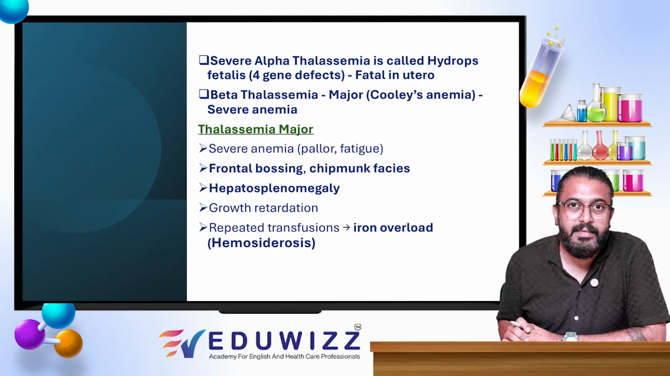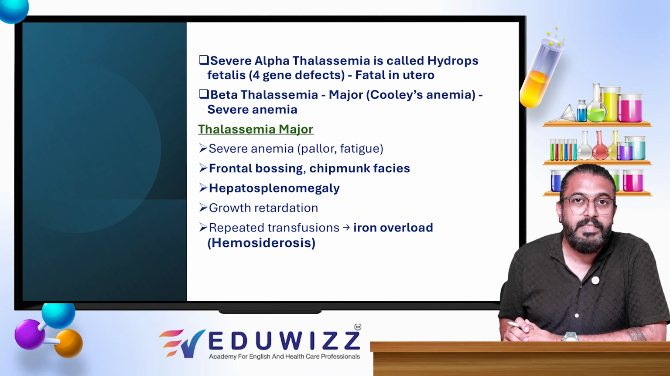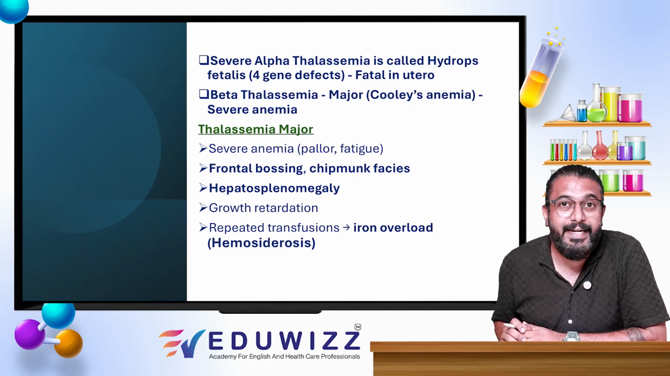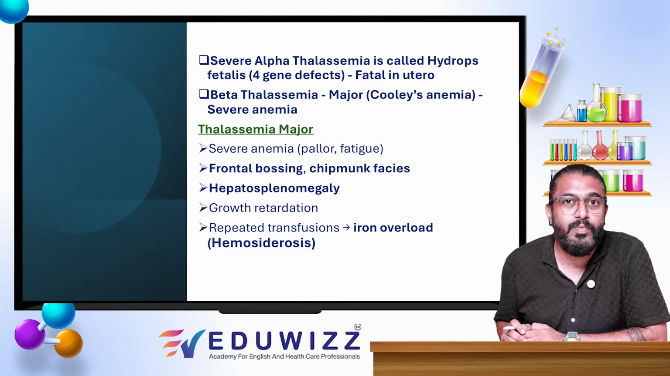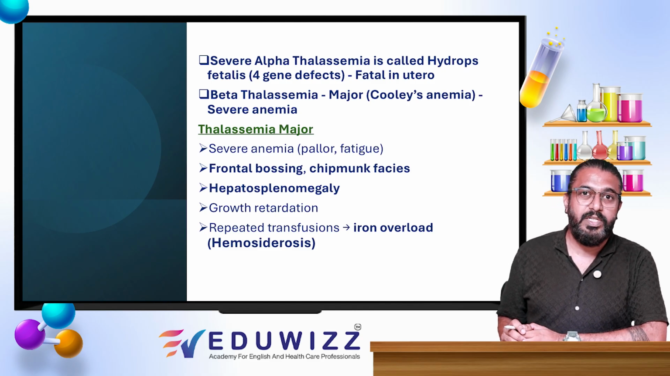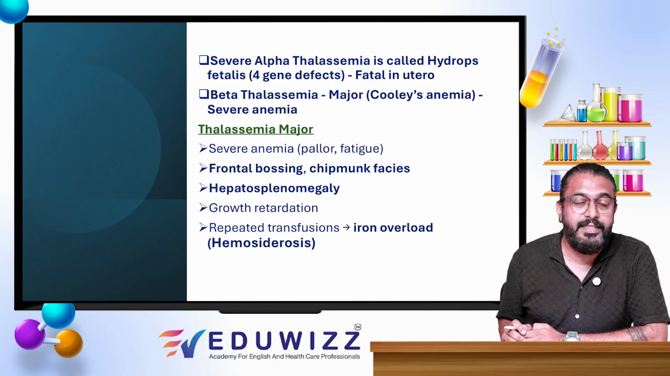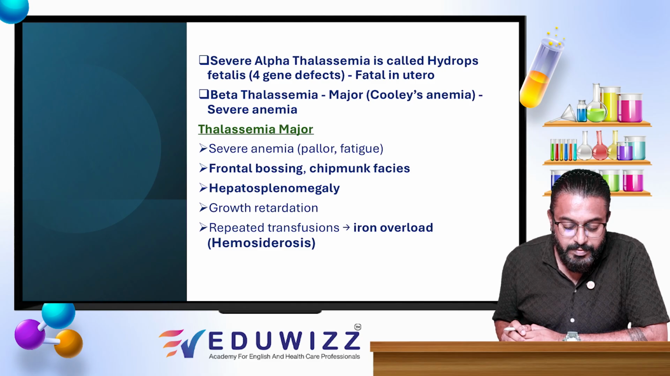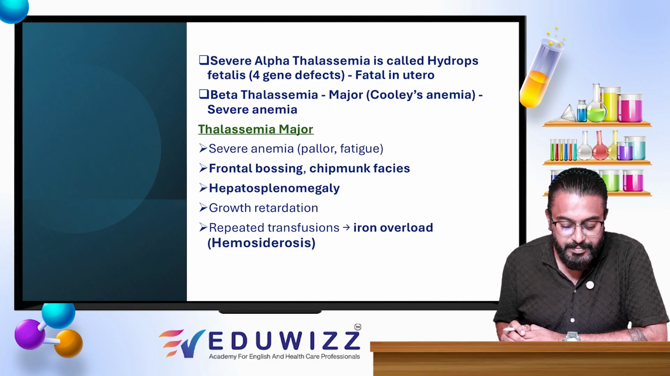Before that, some important points: severe alpha thalassemia. The severe complication of alpha thalassemia is called hydrops fetalis. Hydrops means water. Excessive accumulation of water in the fetus is known as hydrops fetalis, which is really fatal. In many cases it causes death of the fetus. So it's a really dangerous condition. That is a complication of alpha thalassemia, hydrops fetalis.